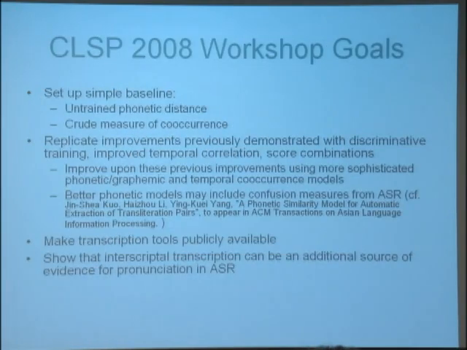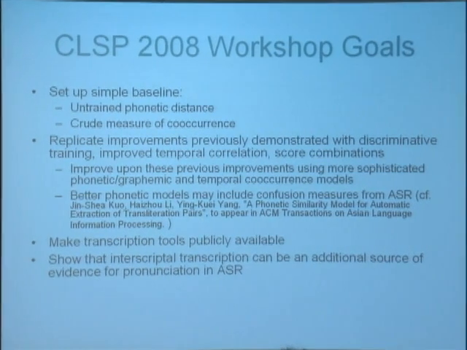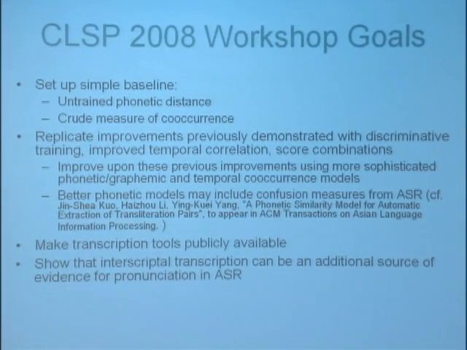Okay, so briefly, the goals of the workshop for this portion are to set up some baselines, and we're still working on that, although I'll report some initial results here. We want to replicate some of the previous improvements that other people in the literature, and also ourselves, have noted, and hopefully improve upon those improvements. And then the other thing we want to do is look for other kinds of measures. There's been some interesting work, for example, by Haizhou Li and his colleagues in Singapore that have used phonetic confusions.